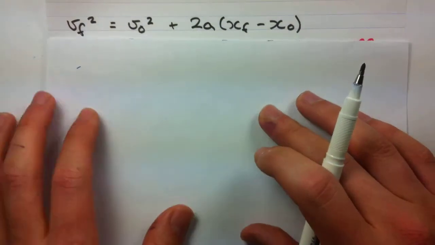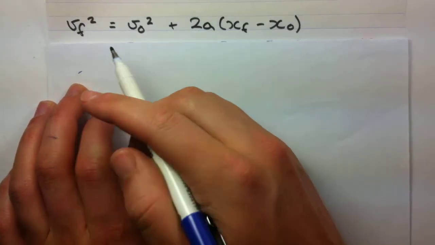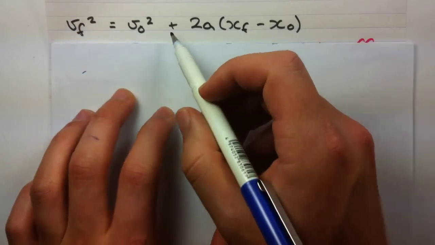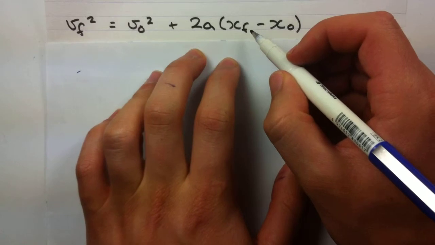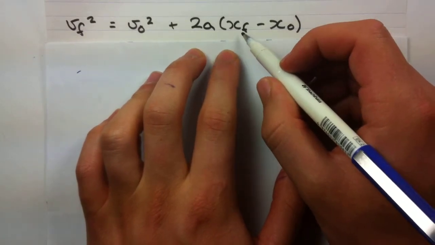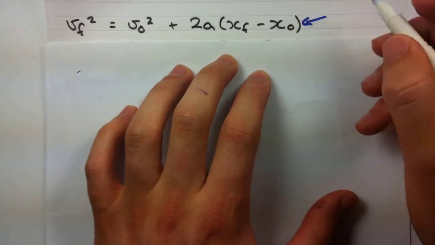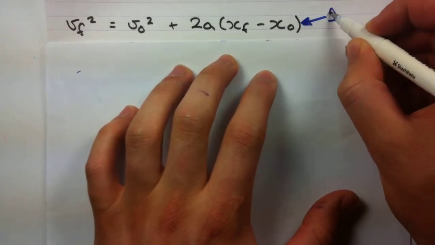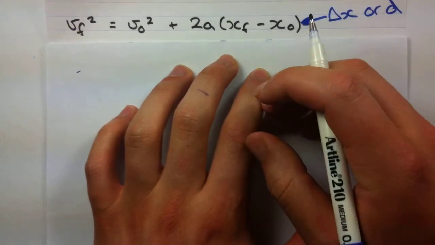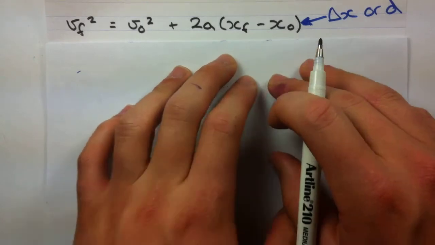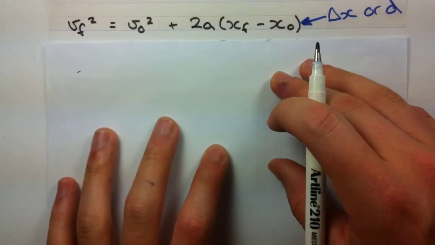So the last equation we're going to look at is this one. It says that the final velocity squared equals the initial velocity squared plus 2a times the final displacement minus initial displacement. Now the thing about what's in the brackets, it's really just the change in x, and it's sometimes written as that or even d for distance. So you can see this come in a different number of forms.